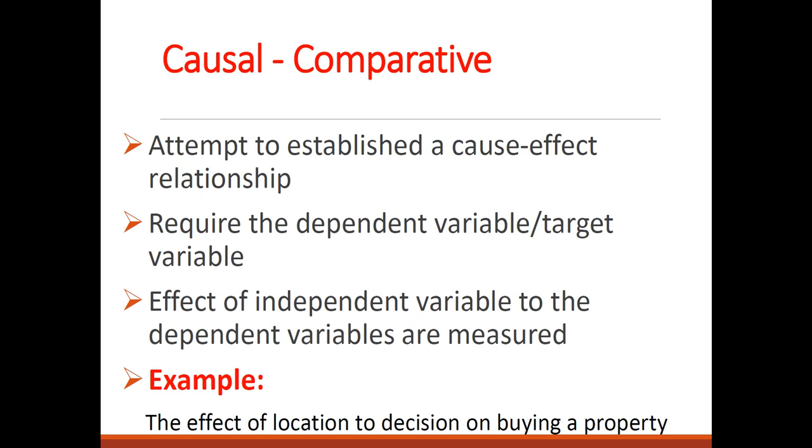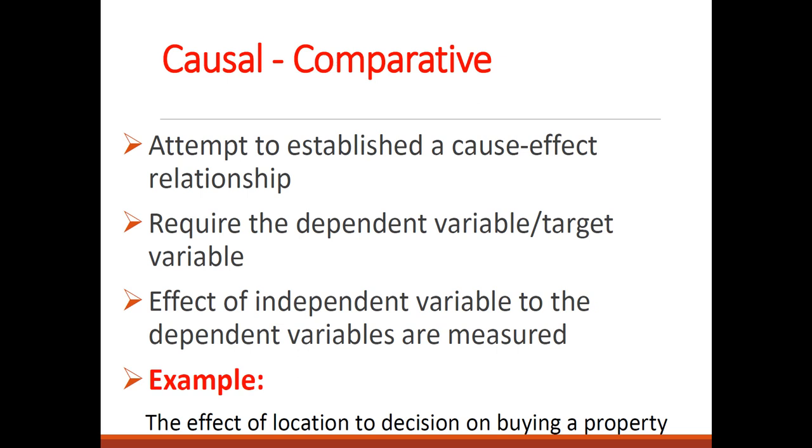For example, let's say you want to see your customer satisfaction based on certain factors. But instead of satisfaction only, you are looking at satisfaction and also loyalty. So now you have two dependents. You want to measure the satisfaction, and also you want to measure the loyalty. So you have two dependents, so it requires a more sophisticated analysis. The effect of independent variable to the dependent variable are measured.